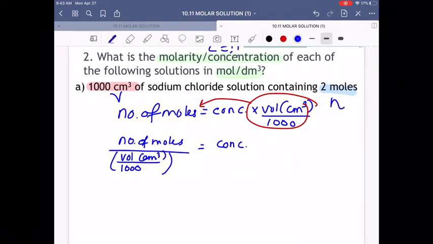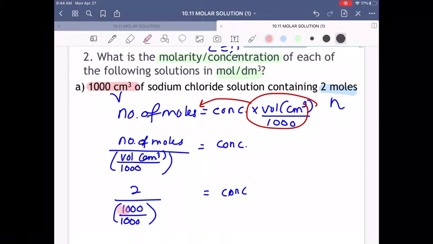Okay, so let's substitute the values. Number of moles is 2 moles. Concentration is equal to 2 moles divided by 1000, divided by 1000. Okay, so the 1000 I've substituted here. Please don't get confused, this one is the same as this one. Your moles is in blue, here.